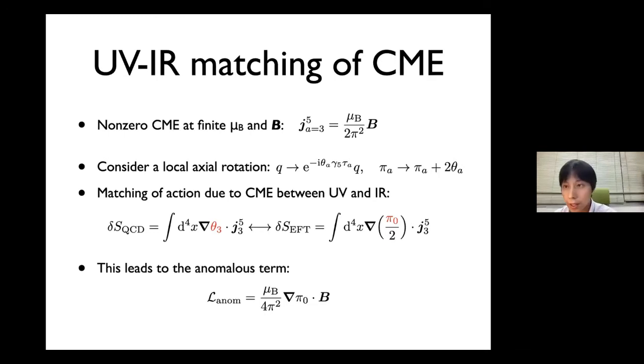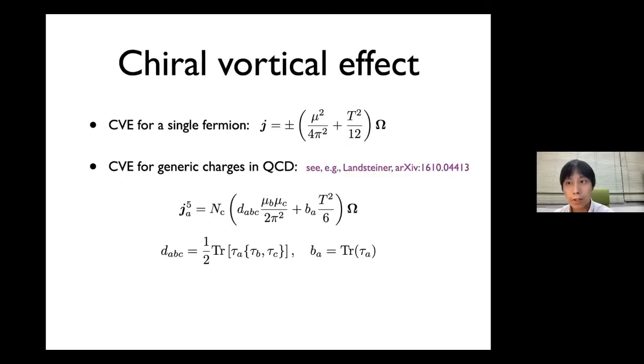Now, we understand that this term can be understood from this kind of matching. We can repeat the same argument for the chiral vortical effect. Again, just to remind you, the chiral vortical effect is a current along the direction of the vorticity or global rotation. This is the expression of the chiral vortical effect for a single chiral fermion, for right-handed or left-handed fermions, where mu is the chemical potential and T is the temperature.